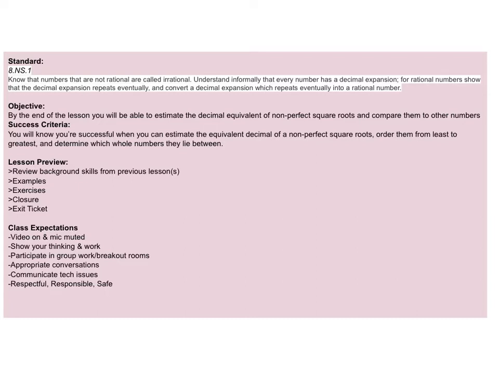So we're just going to be kind of like ordering numbers today that don't look like normal numbers we're used to. You'll know you're successful when you can estimate the equivalent decimal of a non-perfect square or square root, and then order them from least to greatest and determine which whole numbers they lie between.